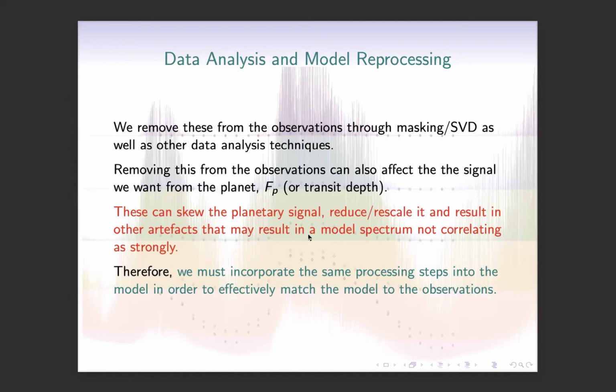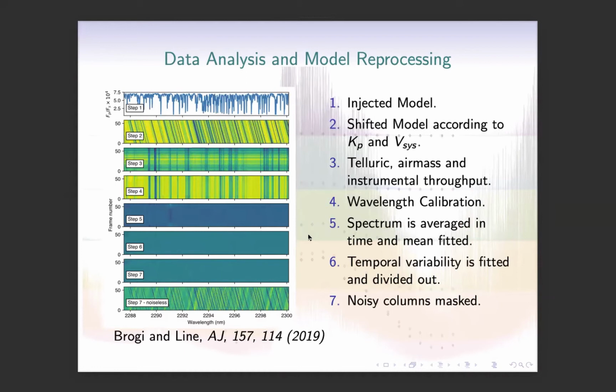So it's really important that whatever we do to the data to analyze it, to extract the planet signal, we also do to the model in order to effectively match the observations. So here, for instance, is a step-by-step process from Matteo and Mike Klein's paper on how they do this.